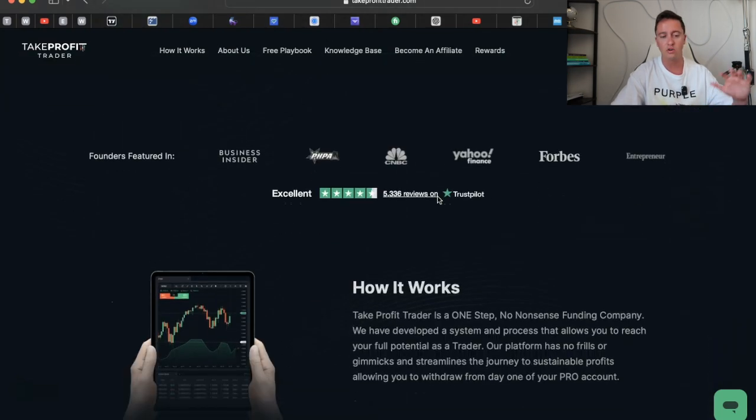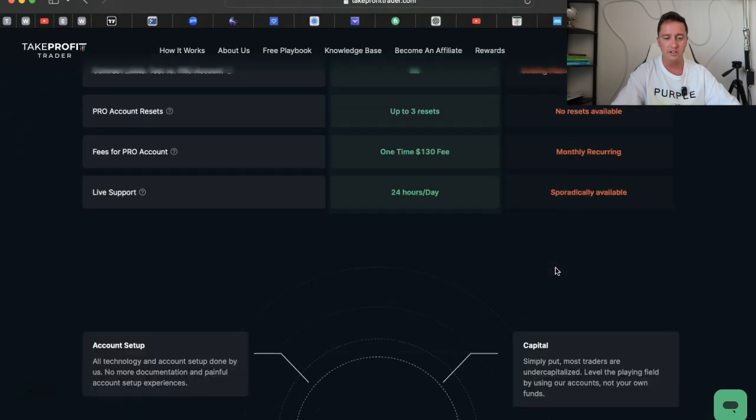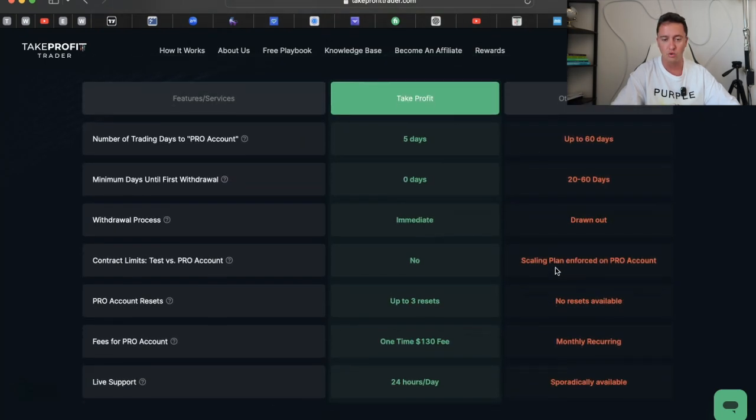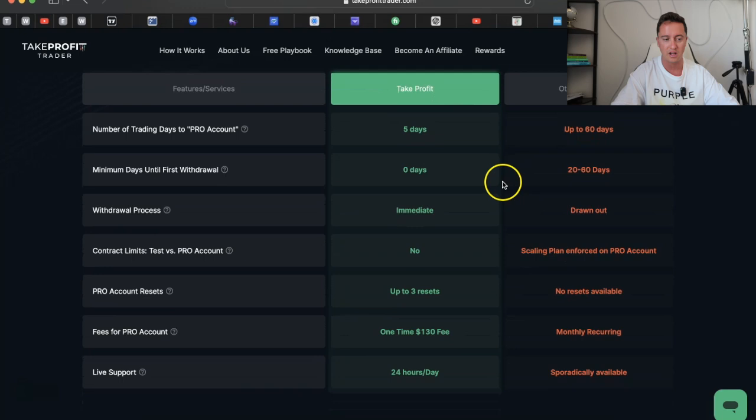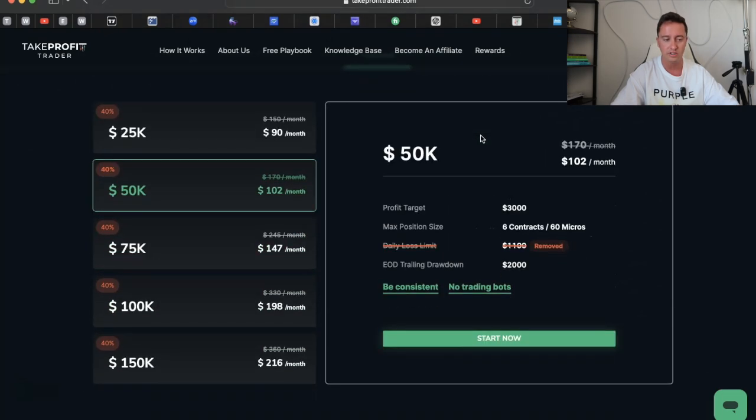And this is the overall way that this prop firm works. You would choose your account size. After you do that, you need to prove to them that you can trade. After you do that, then you start earning money, and then you withdraw, and then you get a pro account. So ideally, this is a better example. Here are some really cool things about the Take Profit Trader that I like. The minimum of trading days are actually 5. So what that means is, let me go over this, and then we'll go over the rules.